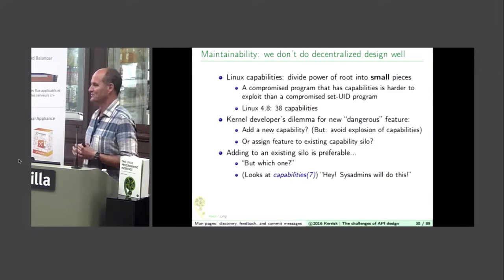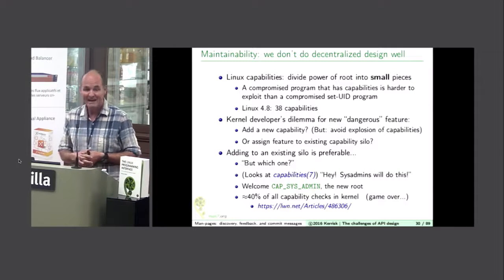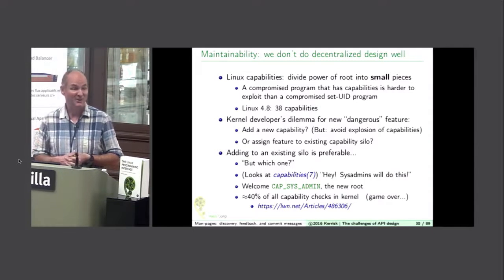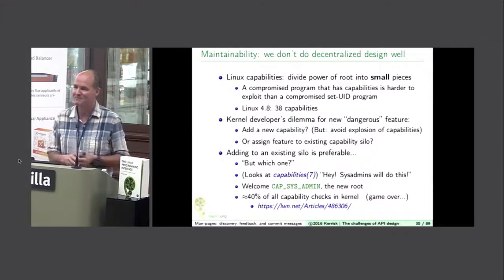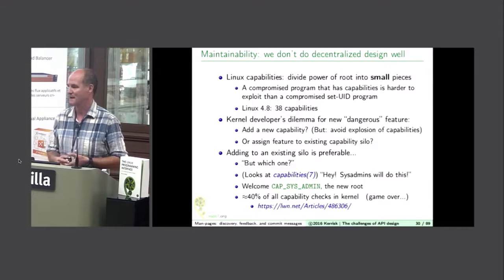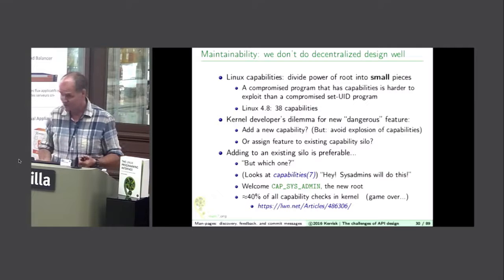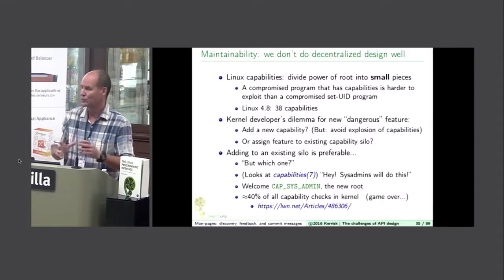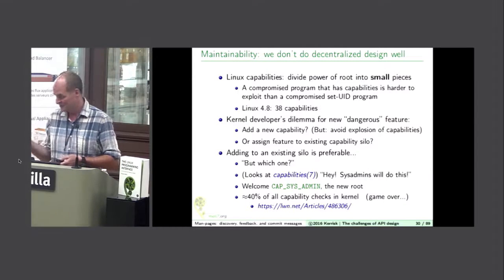Systems administrators will do this thing. So now we have this situation here. We've got a capability, CAP_SYS_ADMIN. 40% of all capability checks in the kernel are on CAP_SYS_ADMIN. The game's over. If you've got CAP_SYS_ADMIN, it's your root. Okay? You've defeated the very purpose of capabilities. And I think this falls out of this decentralized approach where everyone just comes along and does it for themselves. There's no one who overall looks after this and says, well, you should silo things up in this particular way.